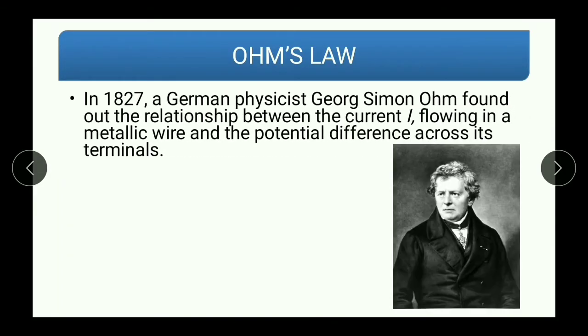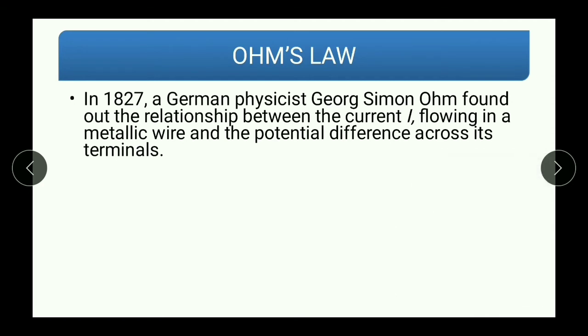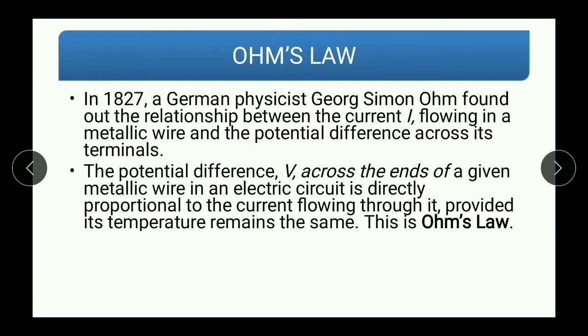In 1827, German physicist George Simon Ohm found out the relationship between the current I flowing in a metallic wire and the potential difference across its terminals. The potential difference V across the ends of a given metallic wire in an electric circuit is directly proportional to the current flowing through it, provided its temperature remains the same. This is what we call Ohm's law.